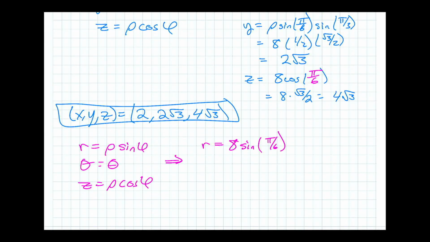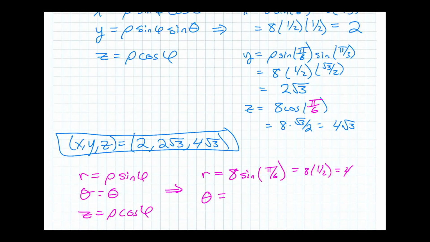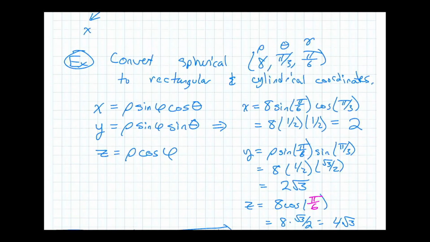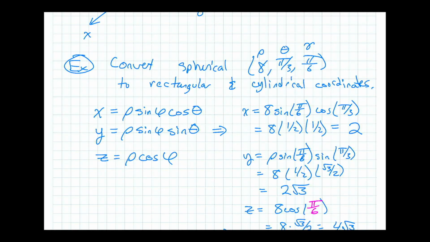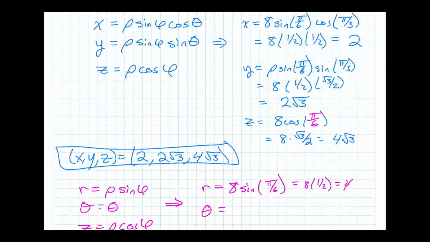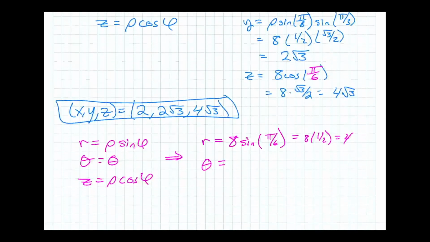Okay, so this is r. r is 8 sine phi. Sine pi over 6 is a half, so we get 4. Theta is just theta, thankfully. That's why I would not use the rectangular formulas. I would just use the ones that we're using. So theta is just pi over 3, the same pi over 3.